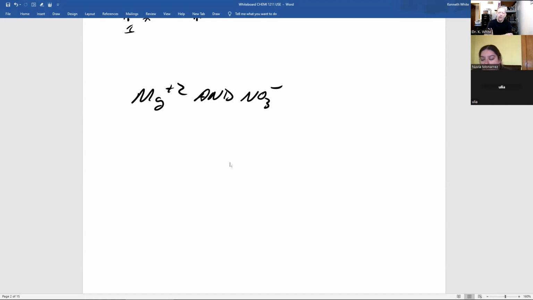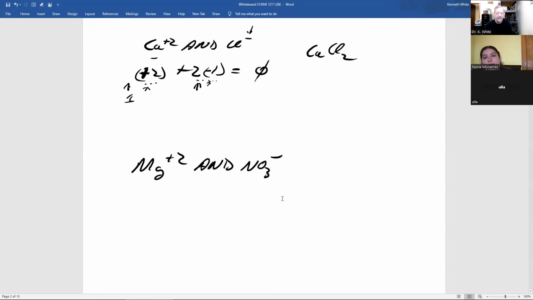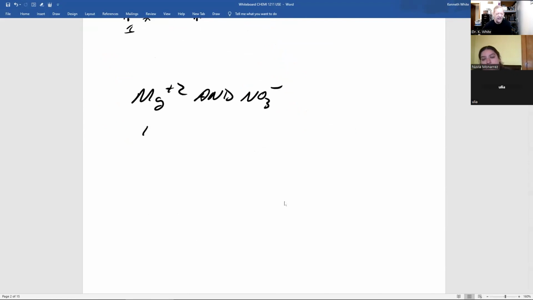So the question is, what is the empirical formula for a molecule with magnesium +2 ions and nitrate -1 ions? Well, all molecules, see, it says it on the screen, so it must be true. Oh, that was a bad joke. But anyways, all molecules have a net zero charge. In that case, the empirical formula has to add up to 0. If you look, this is a +2, but this is a -1. That doesn't add up to 0.